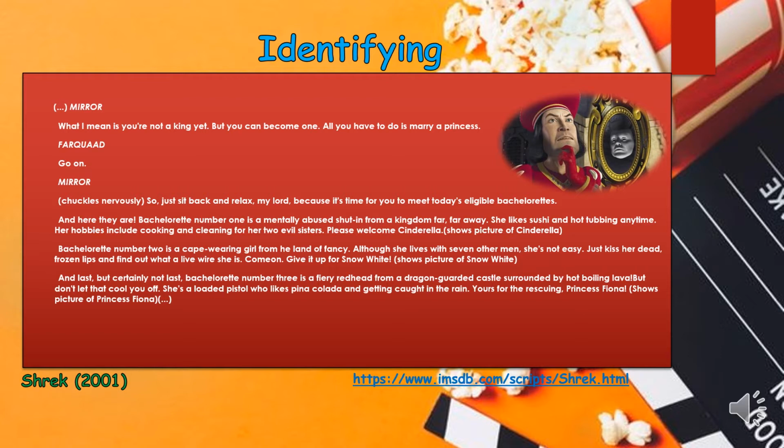Things often found in identifying are, for example, the name of the person, where he or she lives, what they like, any special skills they have, hobbies, and remarkable events in their life. This sample is from the movie Shrek, where the magic mirror has to present different princesses as the bachelorettes to the future King Farquaad.